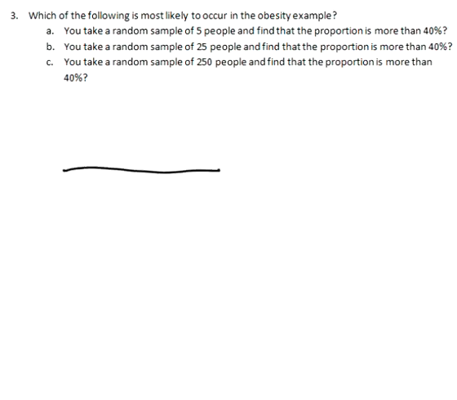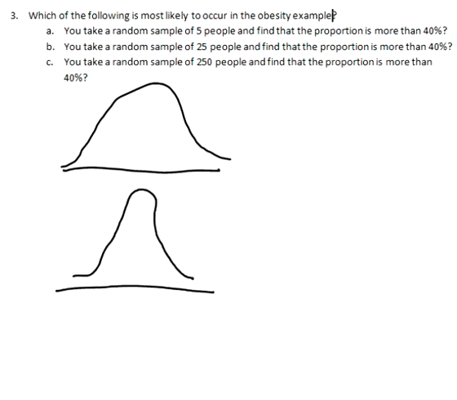So whether we have a sample of size 5 or a sample of size 25 or a sample of size 250, we should end up having all 3 of these distributions centered at 0.36. However, when n equals 5, we will have a larger spread.